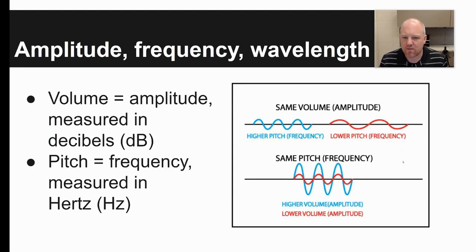Amplitude, frequency, wavelength, what do they have to do with sound? Volume is amplitude. Amplitude is the height of a wave or the intensity of a wave, and for sound, it's measured in decibels. Pitch, on the other hand, is the frequency of a wave. It's measured in hertz. So the closer that sound waves are together, the higher the frequency.